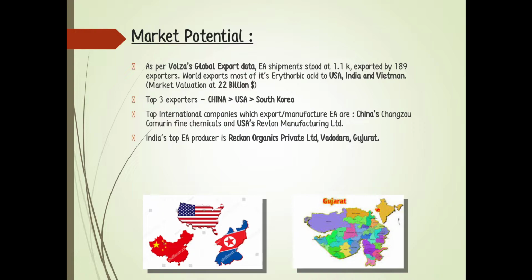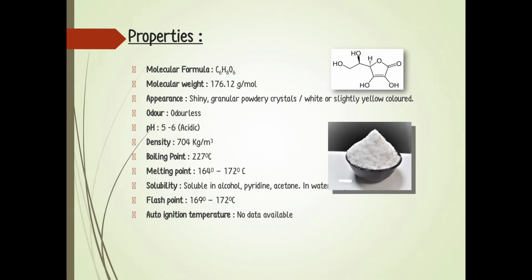And the top three exporters, as the names suggest, are China, US and South Korea. And the top international companies which export or manufacture EA are China's Changzhou Coumarin Fine Chemicals and US's Revlon Manufacturing Limited, whereas India's top erythorbic acid producer is Recon Organics Private Limited, which is in Vadodara in Gujarat.